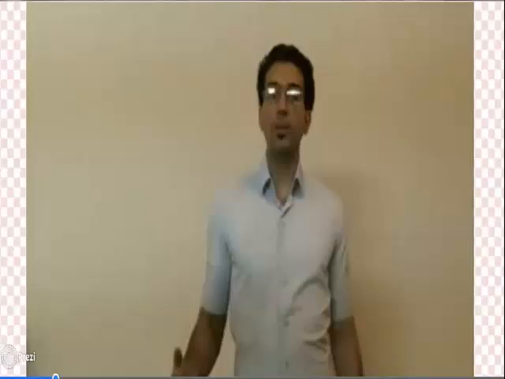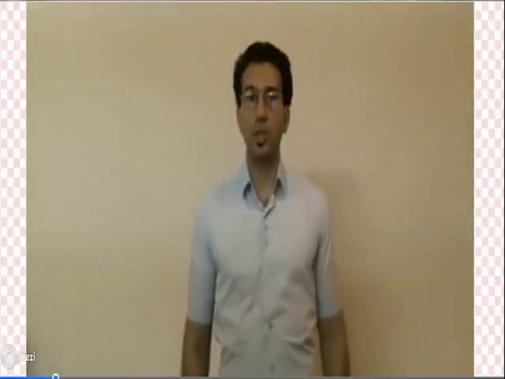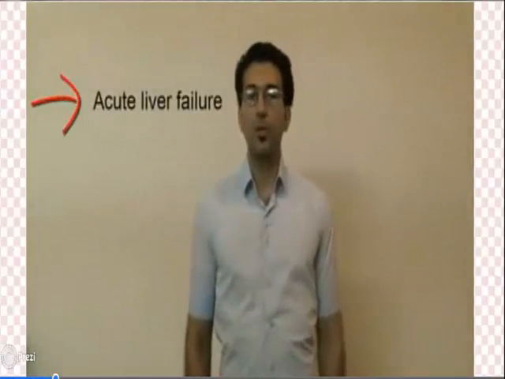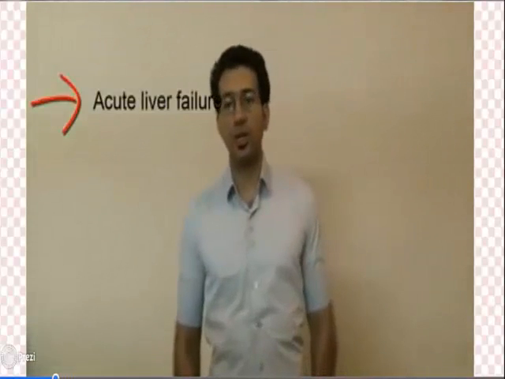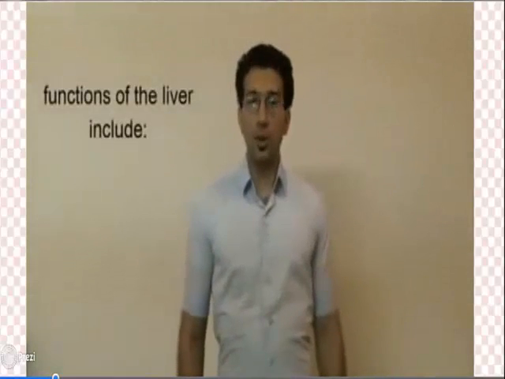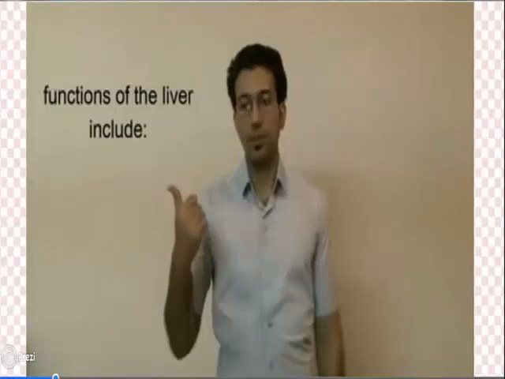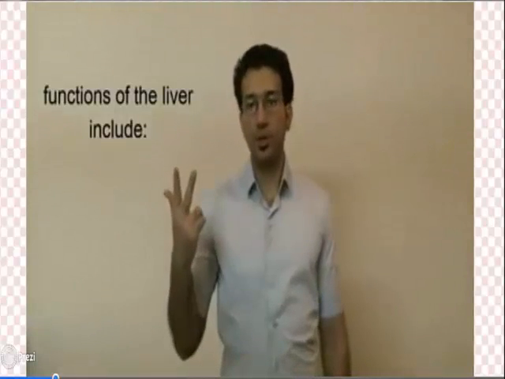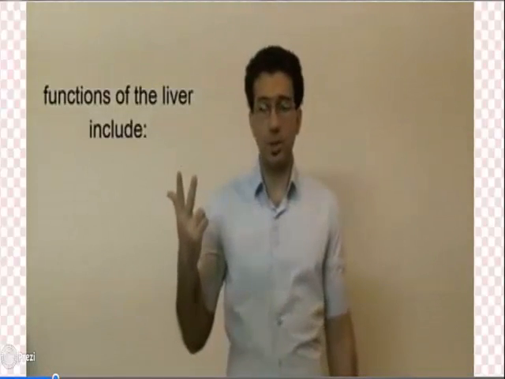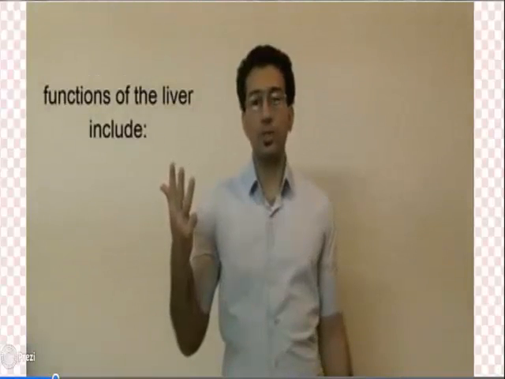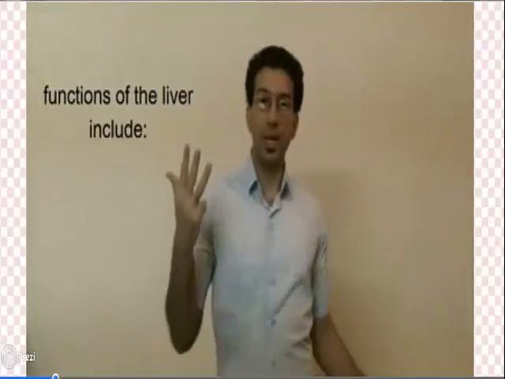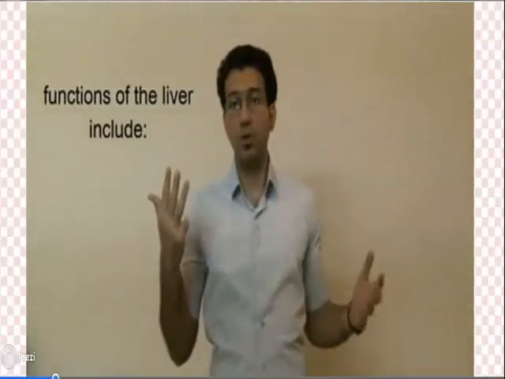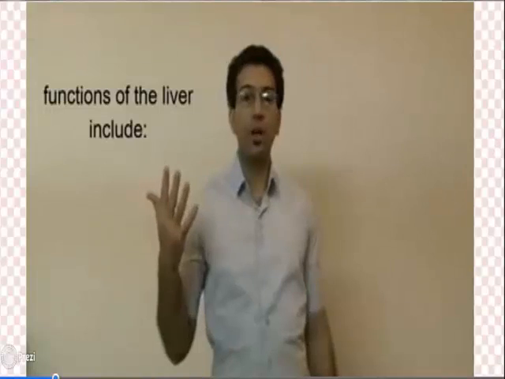Hello everybody, welcome back, and today we'll talk about acute liver failure. First of all, we have to know what the functions of the liver are in order to understand how liver failure will affect the body. The liver functions include: 1. Metabolism, 2. Detoxification, 3. Synthesizing albumin and angiotensinogen, 4. Storing a multitude of substances, including glucose in the form of glycogen, vitamin A, vitamin D, vitamin B12, iron, and copper, 5. Producing bile.